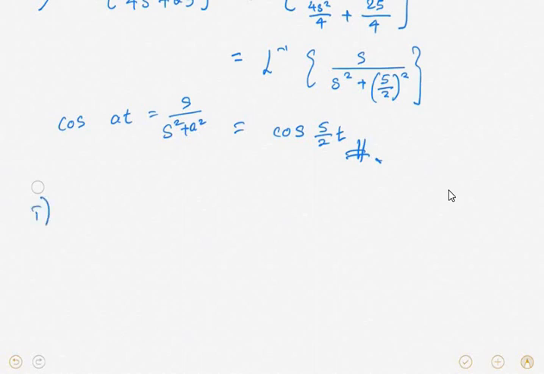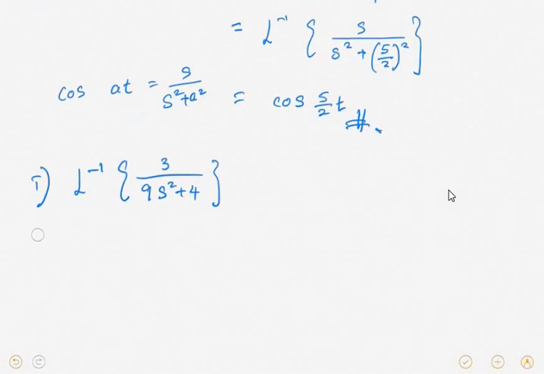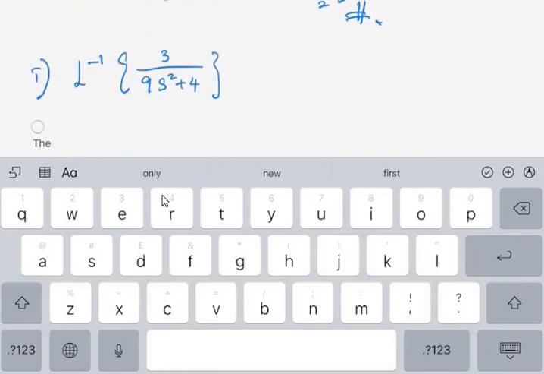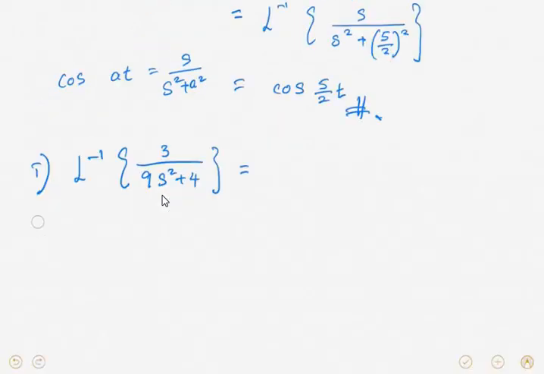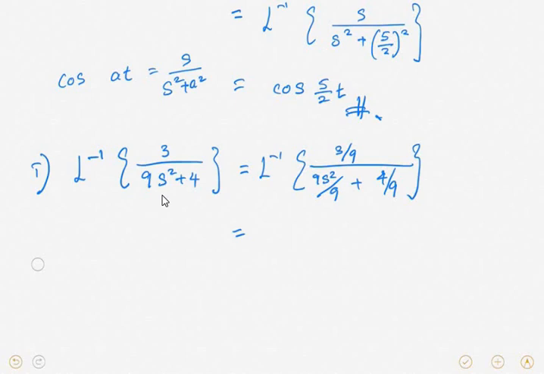And last example I can give you can be inverse Laplace transform of 3 over 9s squared plus 4. Again, 9s squared plus 4, we need a single s squared, so we divide by 9. So equivalent, 3 over 9 over 9s squared over 9 plus 4 over 9. So we can take out the 3 over 9 here. And then we left 1 over s squared plus, so we will want to square root it. You get 2 over 3.